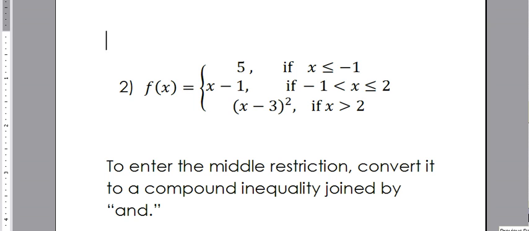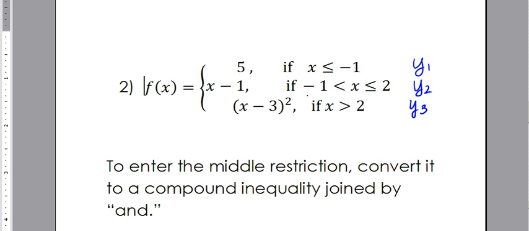Now let's look at another example, one that is a little bit more involved. f of x is equal to 5 for values less than or equal to negative 1. It's equal to x minus 1 for values between negative 1 and 2. And it's equal to (x minus 3) squared for values larger than 2. So 3 pieces to this, so we're going to have to use y1, y2, and y3.